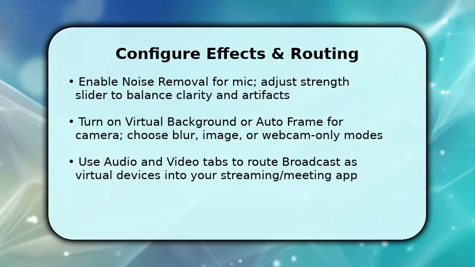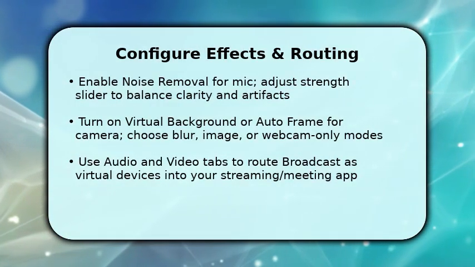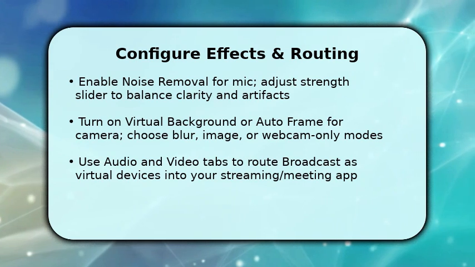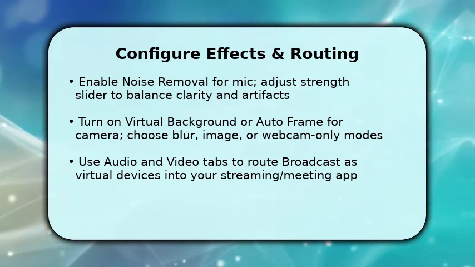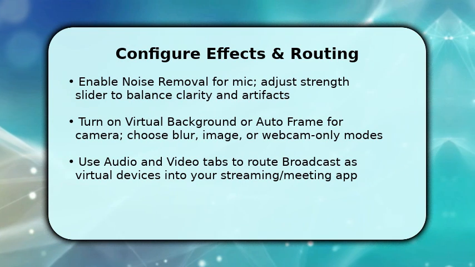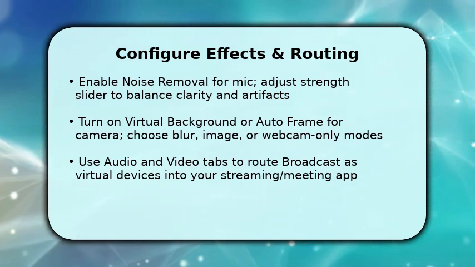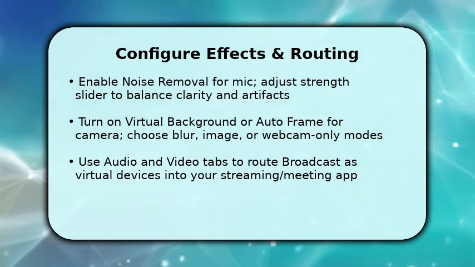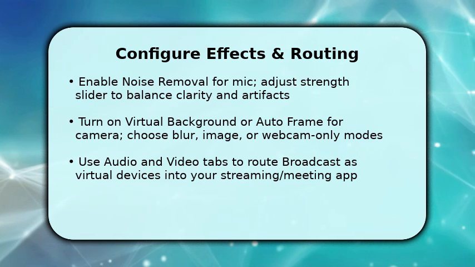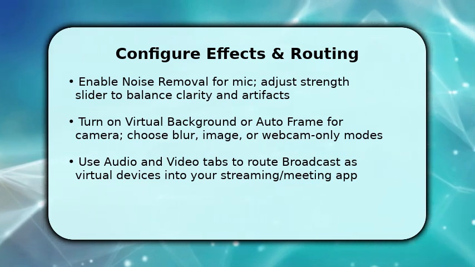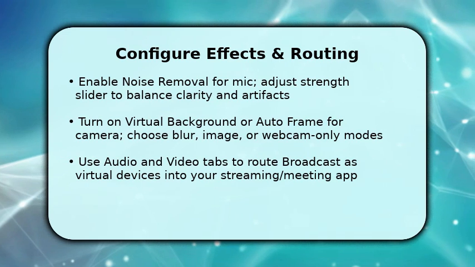You now configure the main effects and routing. Open the microphone tab and toggle noise removal, testing while speaking to set the strength just high enough to remove hiss without making you sound hollow. Then switch to camera and enable auto frame or virtual backgrounds. Tweak the background type and intensity so edges stay natural.